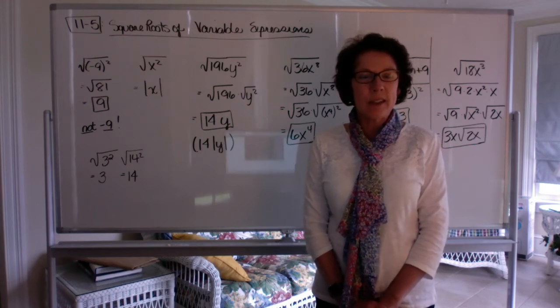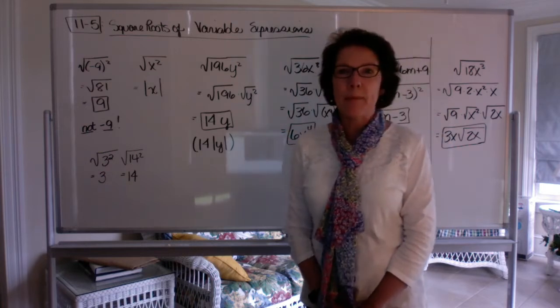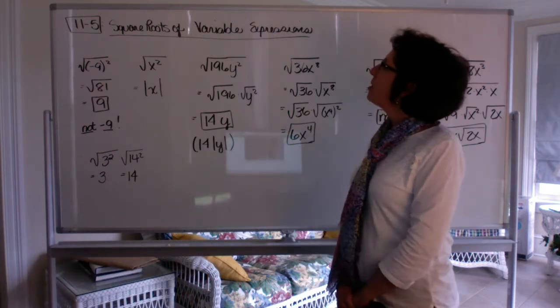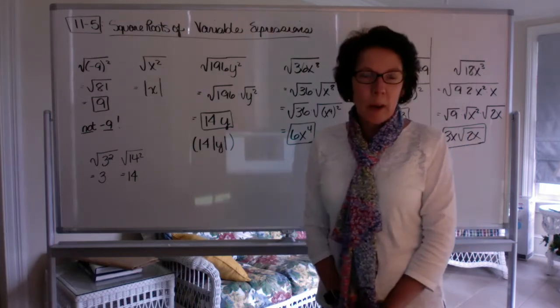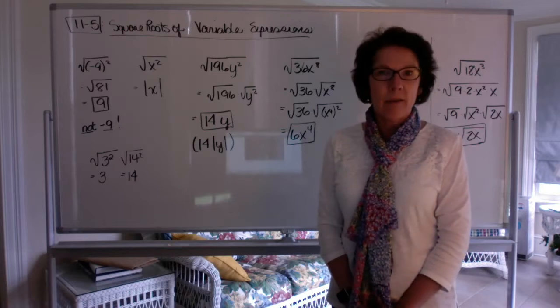It is Tuesday, April 14th, and we're going to continue on in Chapter 11:5. We're going to talk about square roots of variable expressions. So we've only done numerical expressions so far as our radicand. Today, we're going to add variables.